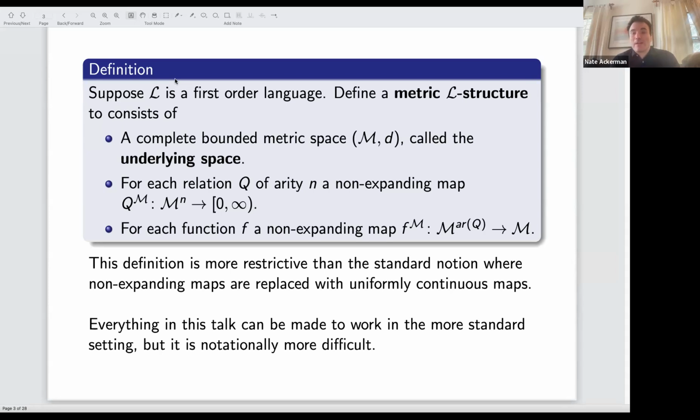Functions are likewise not going to be arbitrary maps, but are going to also be required to be non-expanding, or Lipschitz maps. Now, for those of you who've seen metric structures in continuous logic, you'll note that this is a slightly more restrictive notion than the standard notion, which allows arbitrary, uniformly continuous functions, but restricting to Lipschitz functions will greatly simplify the presentation. But everything in this talk can be made to work in this more general context.